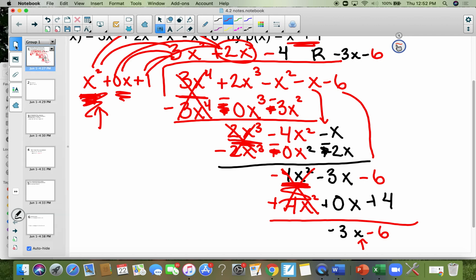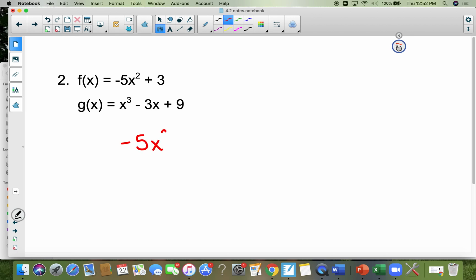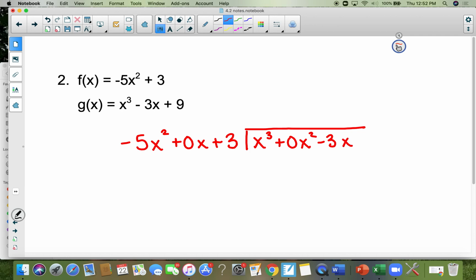Okay, let's do another one. A negative 5x to the second plus 3 and x cubed plus or minus 3x plus 9. The negative 5x to the second plus 0x plus 3 goes on the outside. It's missing the x. This one's going to be x to the third plus 0x to the second minus 3x plus 9. Always make sure it's decreasing order. You're not missing a term.